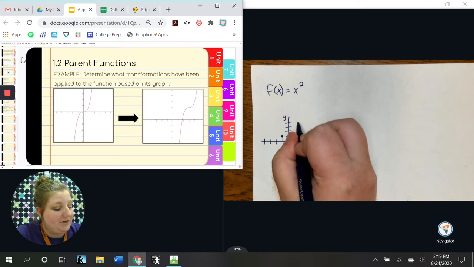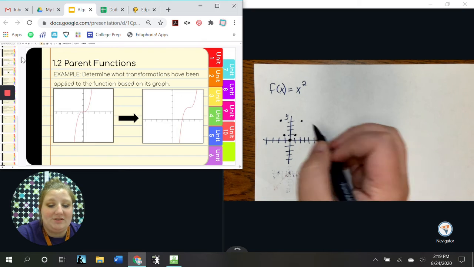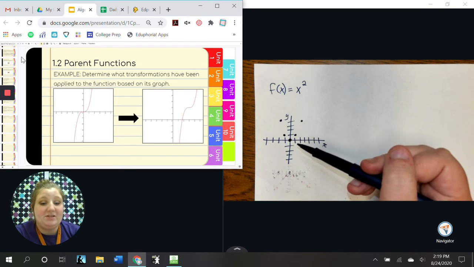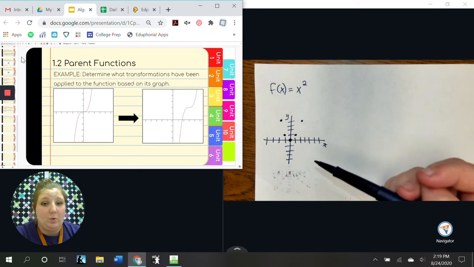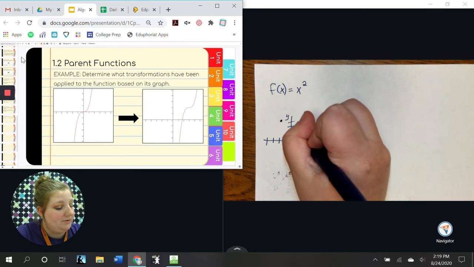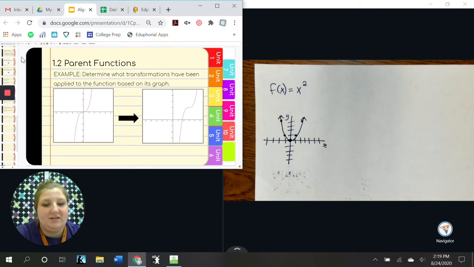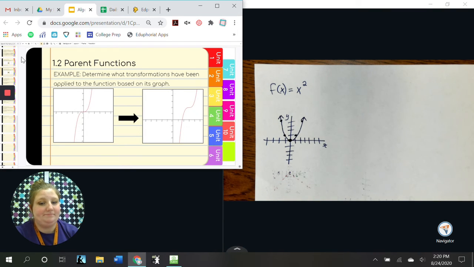It goes through the points (2, 4) and (-2, 4). It goes through other points as well that I didn't draw enough tick marks for. But if you don't remember this, you can go back and look at the assignment you did over the parent functions, or go look at our virtual word wall. So a quadratic function, or the x squared function, is always shaped like the letter U. So that would be f of x equals x squared.